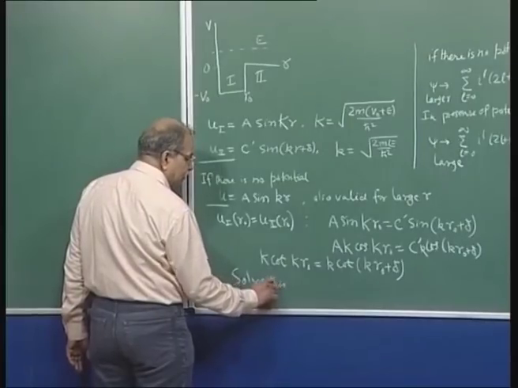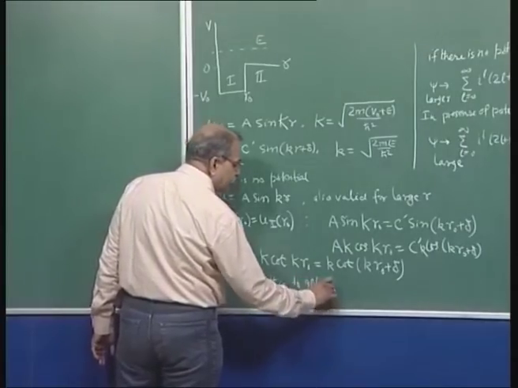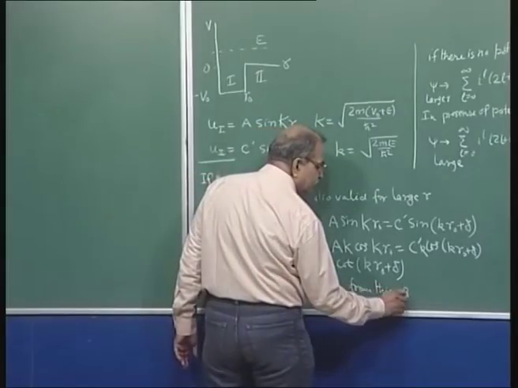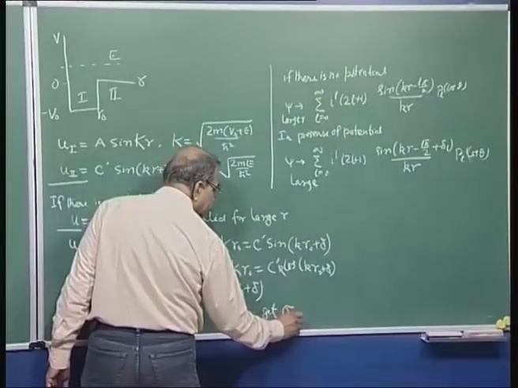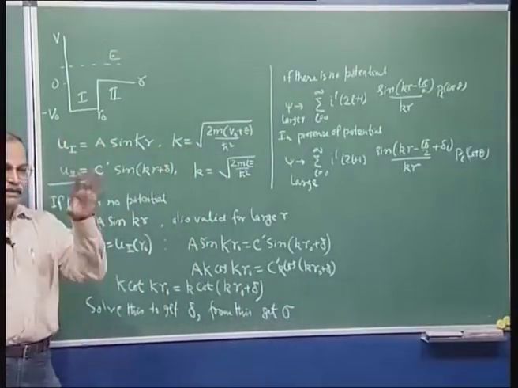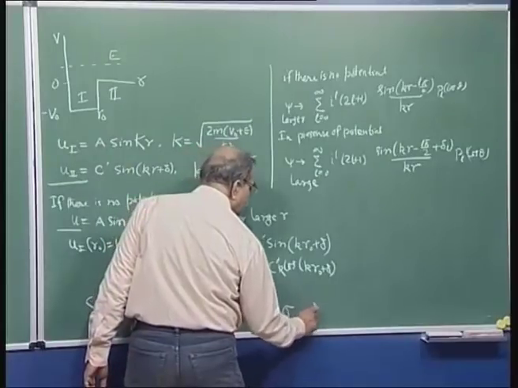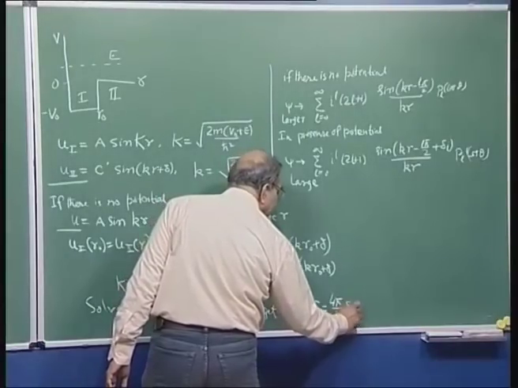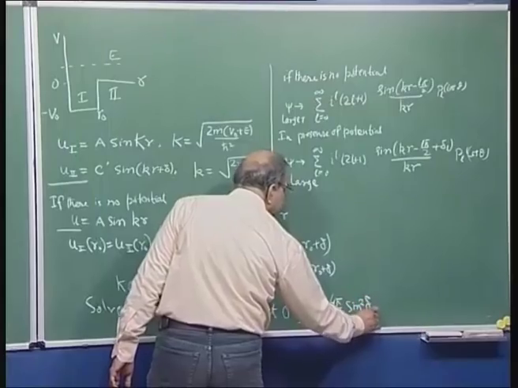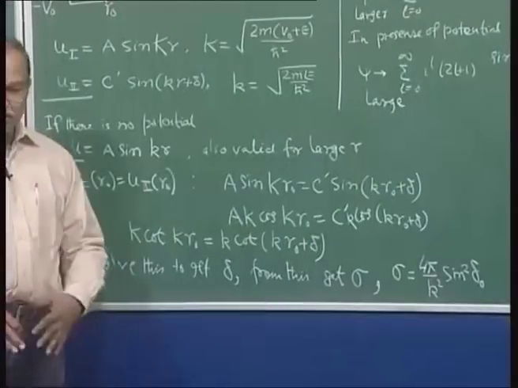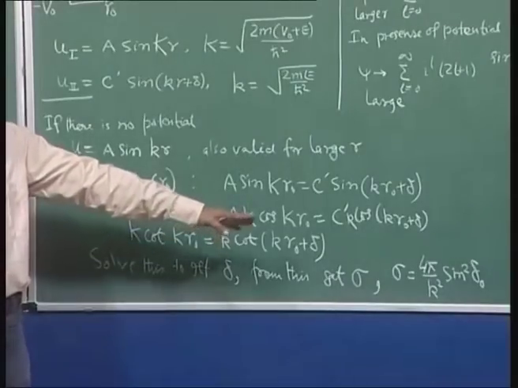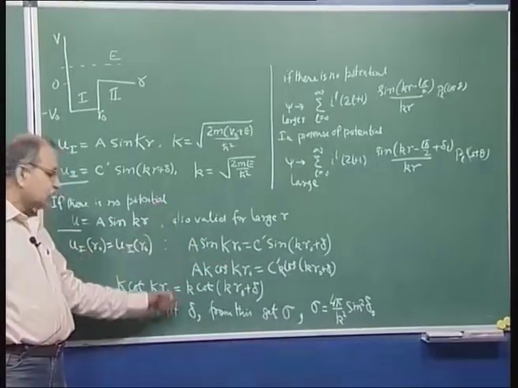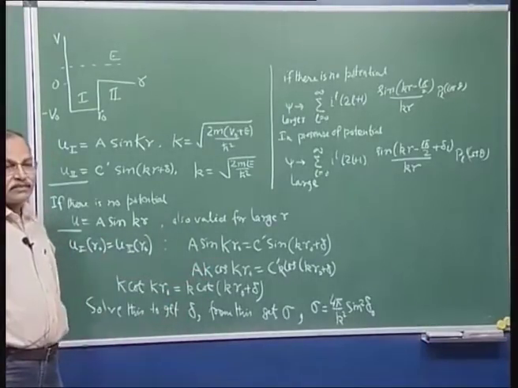Solve this to get delta, and once you get delta from that, get cross section sigma, okay, at 1 by k square. Remember that for L is equal to 0, it was simple, 4 pi over k square sin square delta naught. If only L equal to 0 is contributing, you do not have to do summation over different L, then the equation is very simple, 4 pi by k square sin square delta naught. So, once you get delta from this equation, which is same as delta naught phase shift, you get sigma.